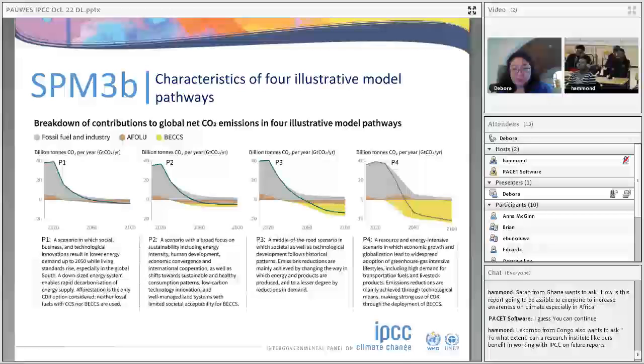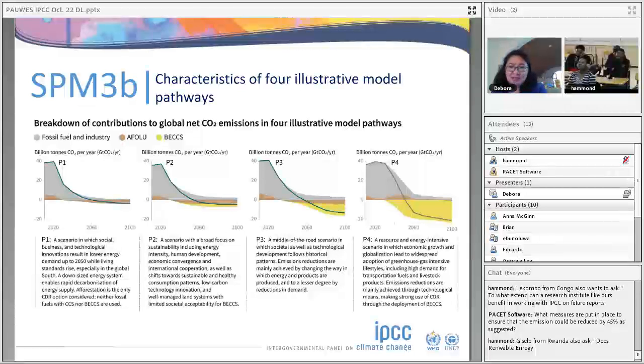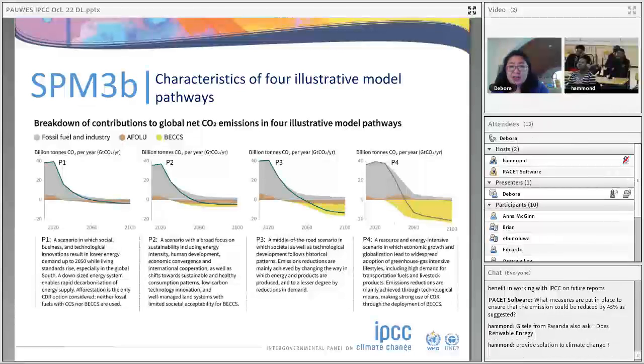So the role of research institutes and universities is in the production of knowledge, because whatever is published, both peer-reviewed and grey literature, is assessed by IPCC, and those inputs are important for the results of the different assessments. Researchers can also be involved as lead authors, expert reviewers, and review editors. So there are many roles to be played within IPCC.